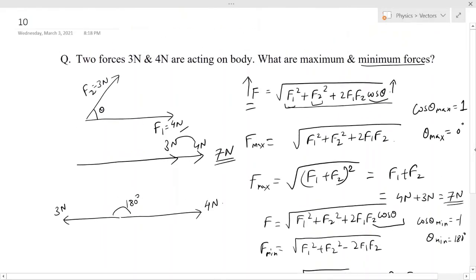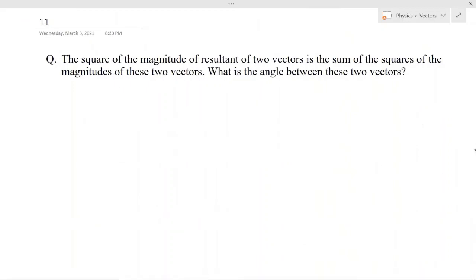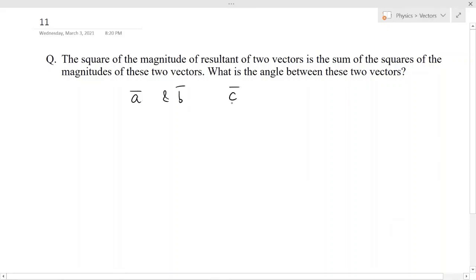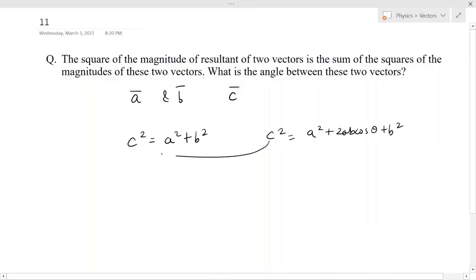So let's talk about next question. The square of the magnitude of resultant of two vectors is the sum of the squares of the magnitudes of these two vectors. Let's say the two vectors are A bar and B bar, and let's say the resultant vector is C bar. So it is stated that c square is a square plus b square. And we know that c square is a square plus 2ab cos theta plus b square from the parallelogram law of vector addition. Let's substitute it here.